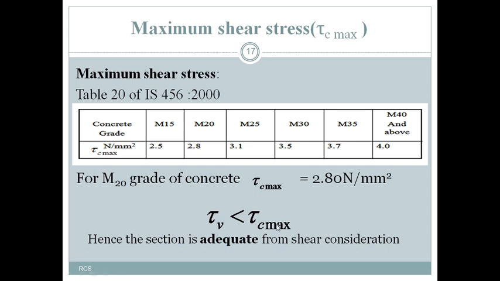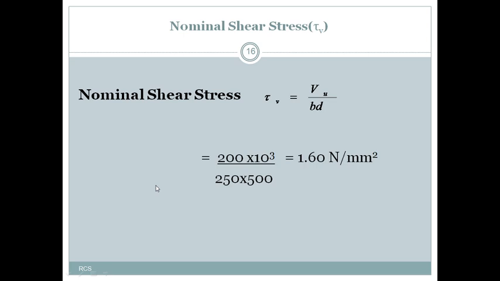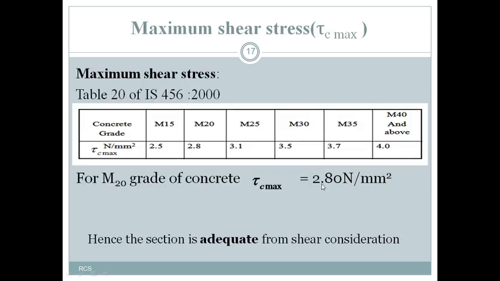So to have adequacy for providing shear reinforcement, the nominal shear stress should be less than the maximum shear stress tau c max. Here we have the nominal shear stress as 1.6 and the maximum shear stress as 2.80. That is, tau c max is greater than tau v, the nominal shear stress. So we can say the section has adequacy for providing shear reinforcement.